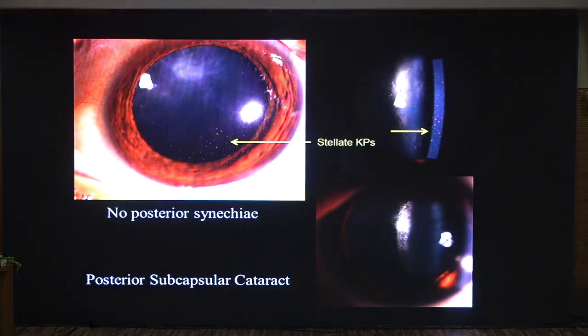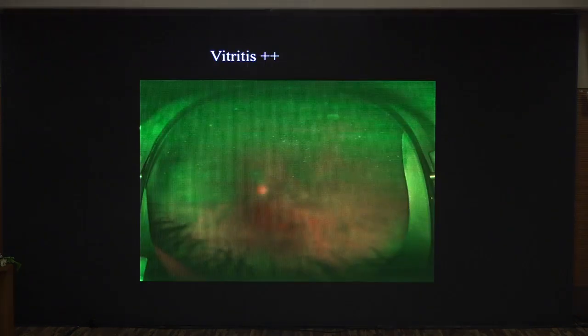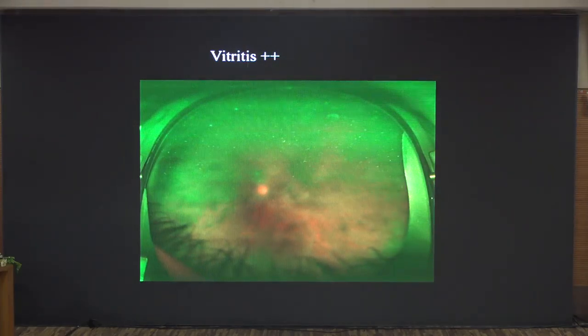Now you have these stellate keratic precipitates all over. They may be in the lower half or the upper half. What is important is that the rest of the cornea is clear. There are no posterior synechiae. There may be cells, but don't overtreat them. And if you make a nice slit, you see posterior subcapsular cataract. Sometimes the posterior subcapsular cataract may not be seen, or it may be very subtle where it is just beginning. But if you have these stellate or fine keratic precipitates, no posterior synechiae, and then dilate the fundus and see this kind of hazy fundus or vitreous membranes, you're dealing with Fuchs uveitis.